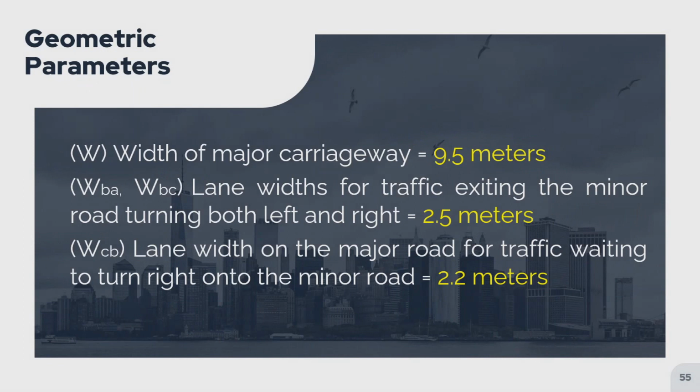Here are the geometric parameters. The width of the major carriageway is 9.5 meters. The lane width for traffic exiting the minor road turning both left and right is 2.5 meters. The lane width on the major road for traffic waiting to turn right onto the minor road is 2.2 meters.